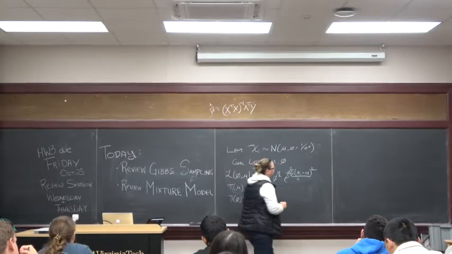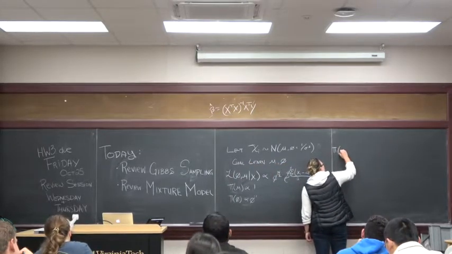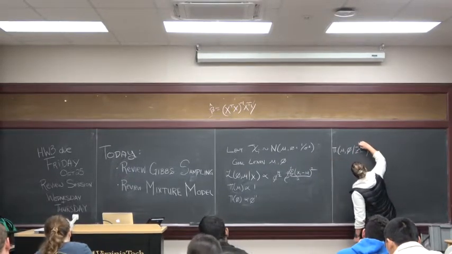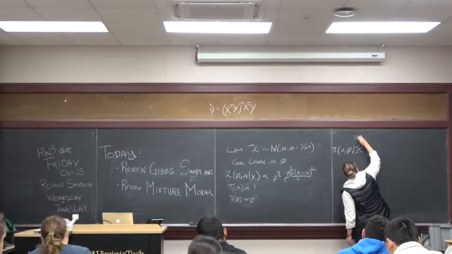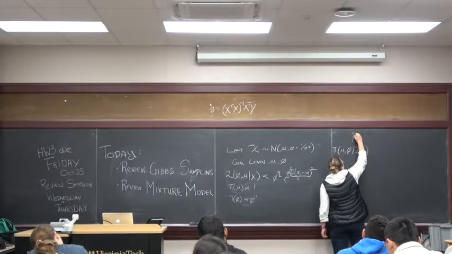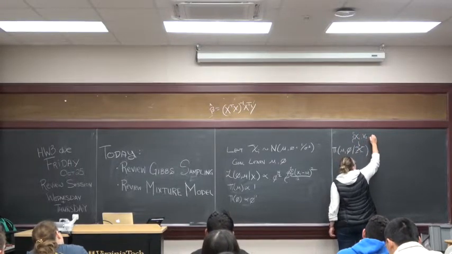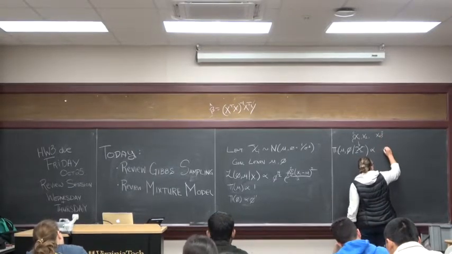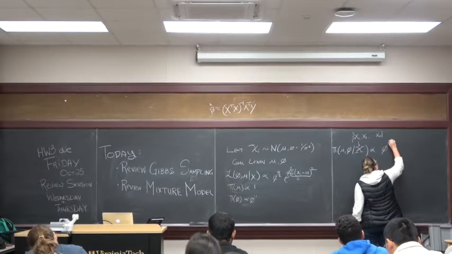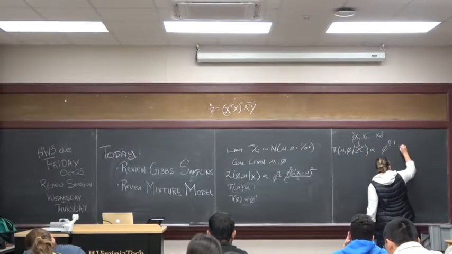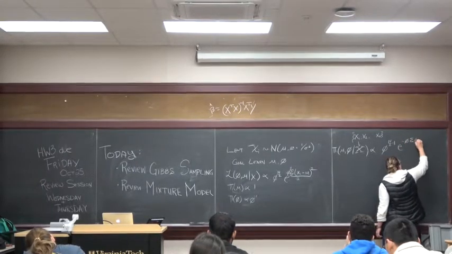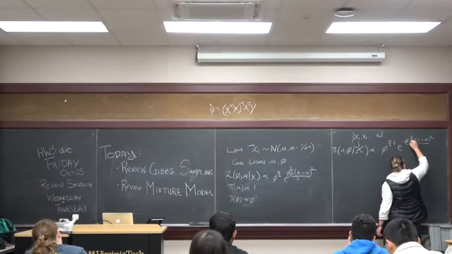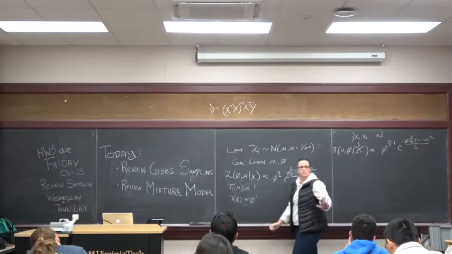Then our posterior, pi of mu and phi given all of our data, x_1, x_2, all the way to x_n, is right here, proportional to this. We're good, right? Everyone following?